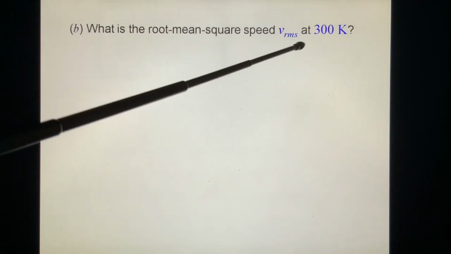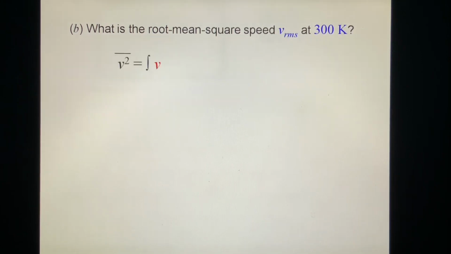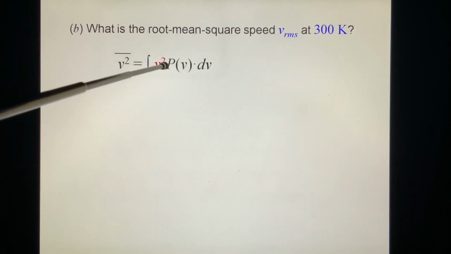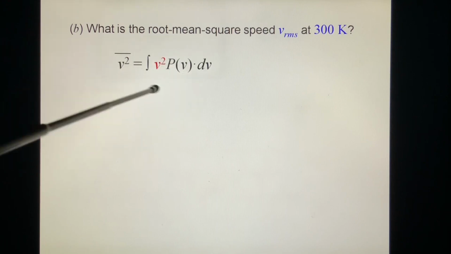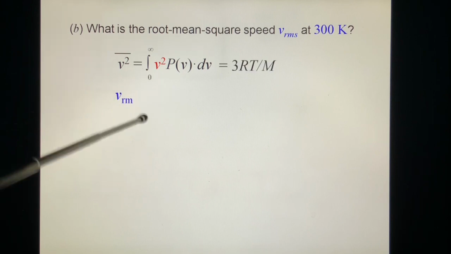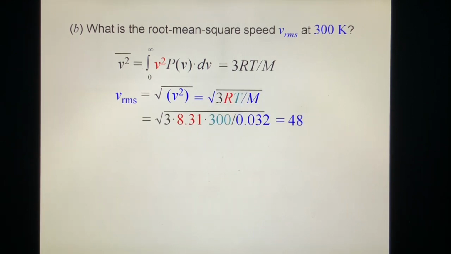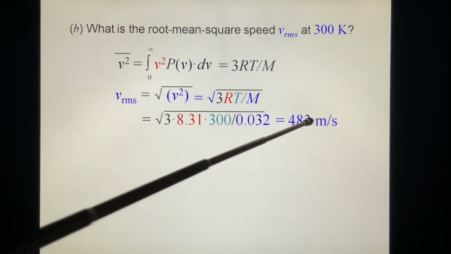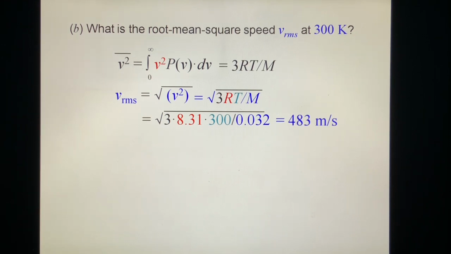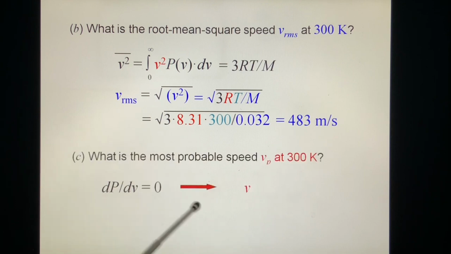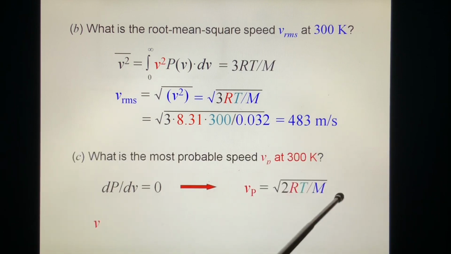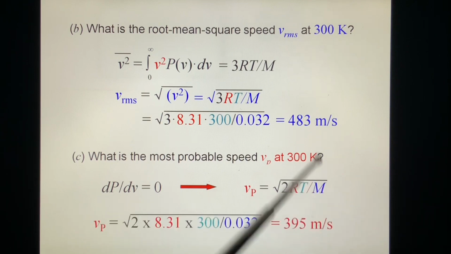Question B: what is the root mean square speed, v rms, at 300 K? Then we see we have a formula too. This is a square, an average and a square root. So this is equal to the square root of 3RT over M. We put the numbers inside. Look at this one, it is bigger than the average, right? And finally we have the most probable speed. We put the numbers inside. This is the square root of 2RT over M. We get about 393. It's smaller than this one.